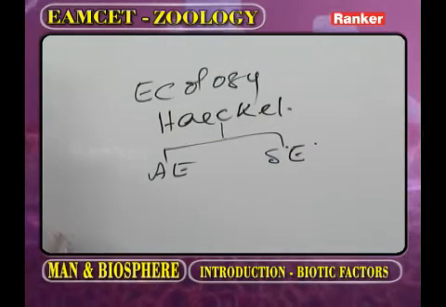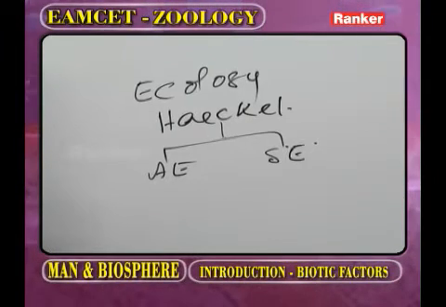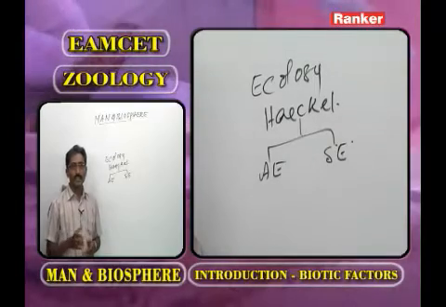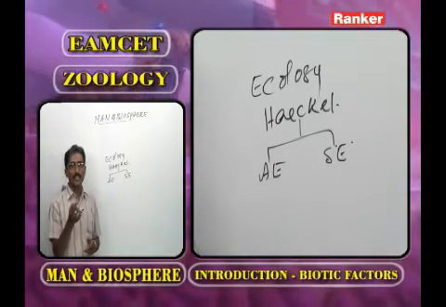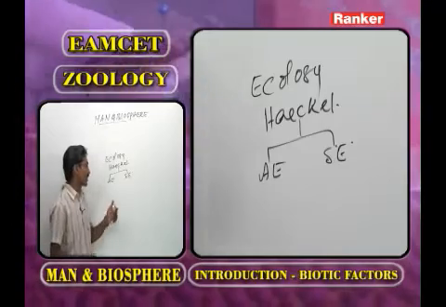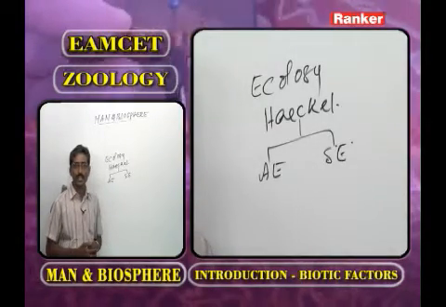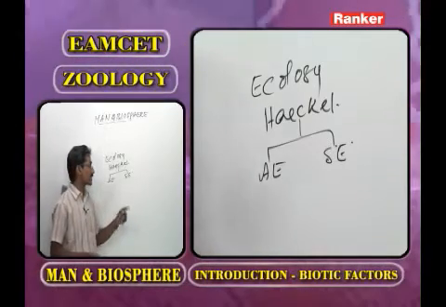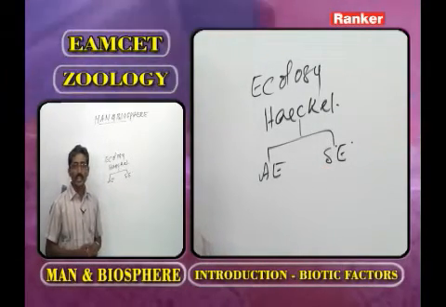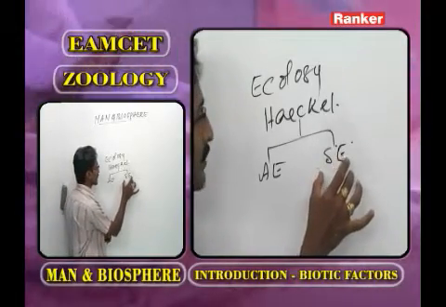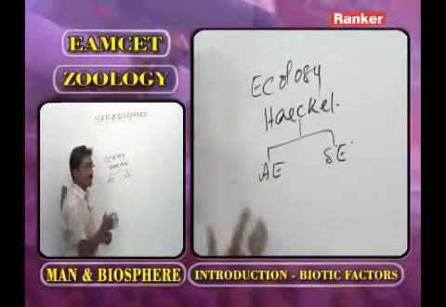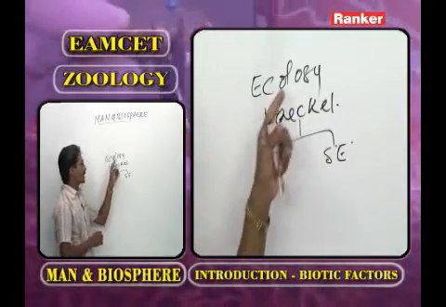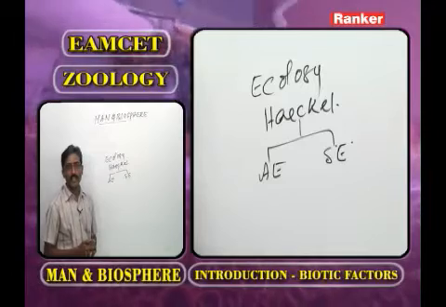What is meant by autecology? The relations between the living organisms of one species and the surrounding environment, that we call autecology. The relations between the living organisms of different species and the surrounding environment, that we call synecology. Different species, synecology; one species, autecology. These two are the branches of ecology. The word ecology was proposed by Ernest Haeckel.